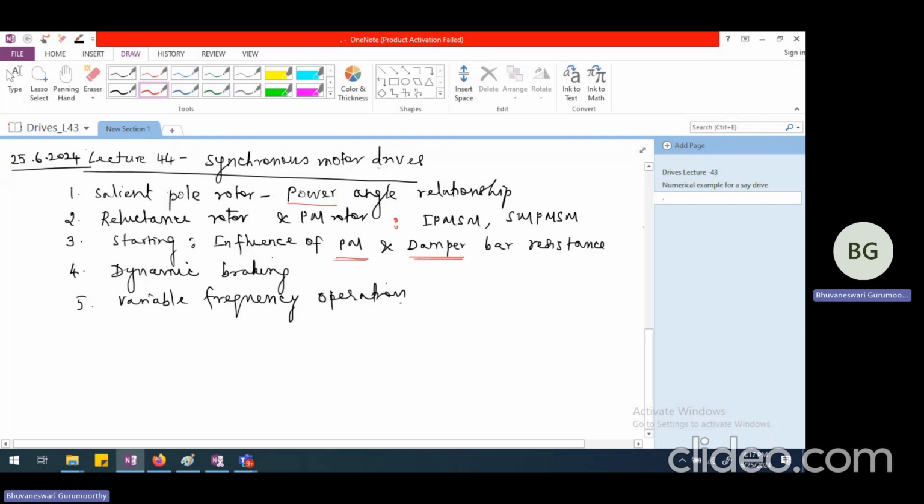Then we will go over to the variable frequency operation. Particularly, we will be looking at true synchronous mode of operation.